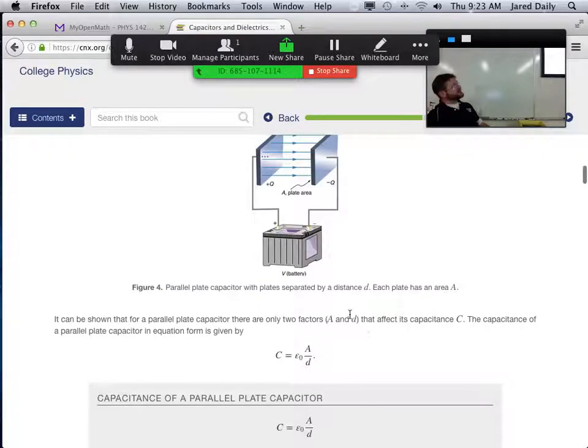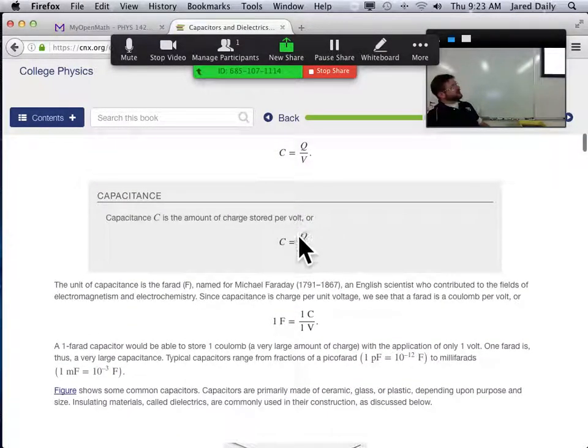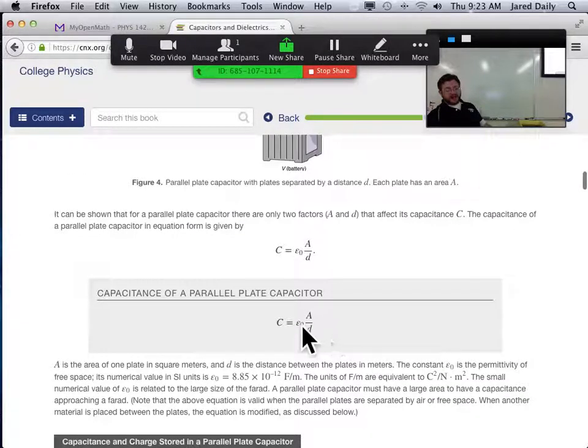The capacitance in general is defined as the amount of charge per volt. So it's kind of like charge per potential, right? But to actually calculate it for a parallel plate capacitor, it ends up being epsilon naught times the area over the distance between the plates.